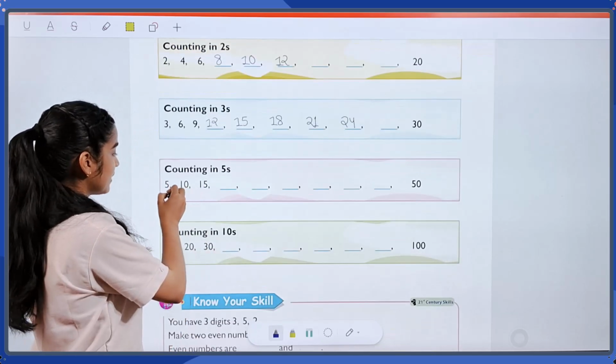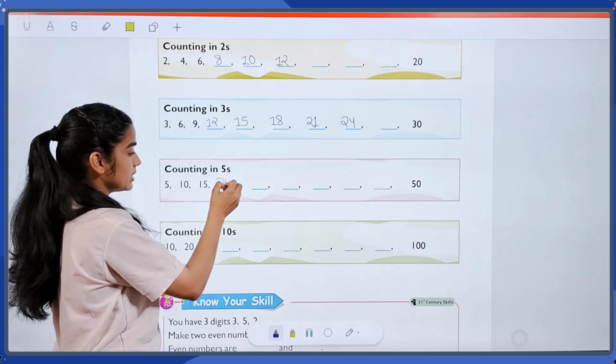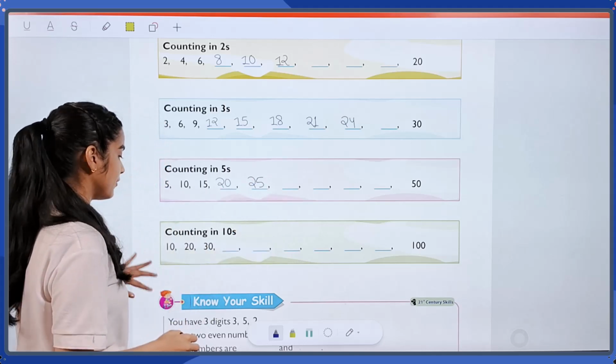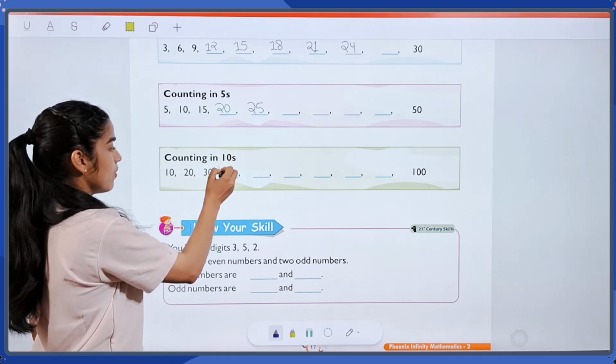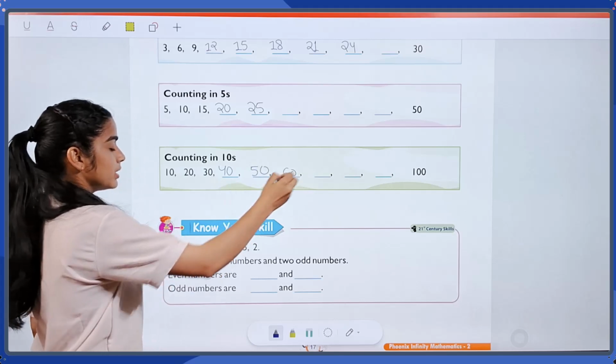Now 5 plus 5 is 10, 10 plus 5 is 15, 15 plus 5 is 20, 20 plus 5 is 25. Now you have to write it till 50. Now counting in tens: 10, 20, 30, 40, 50, 60. Continue in a similar way.